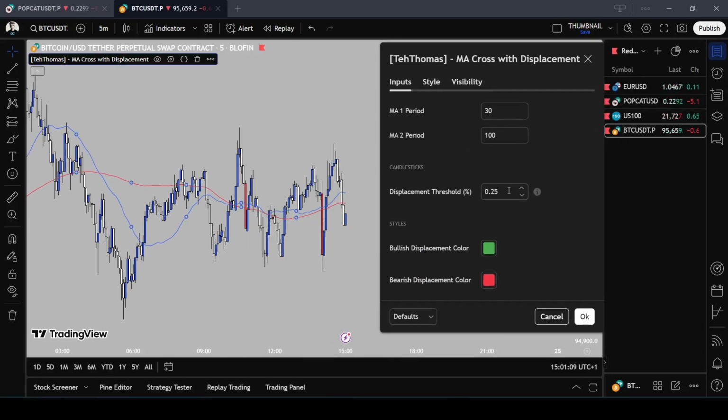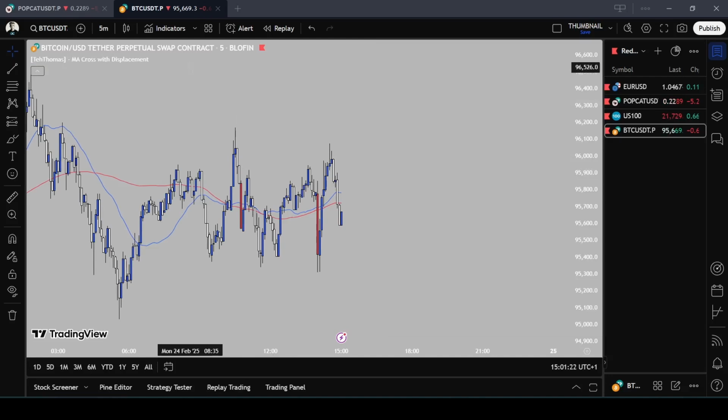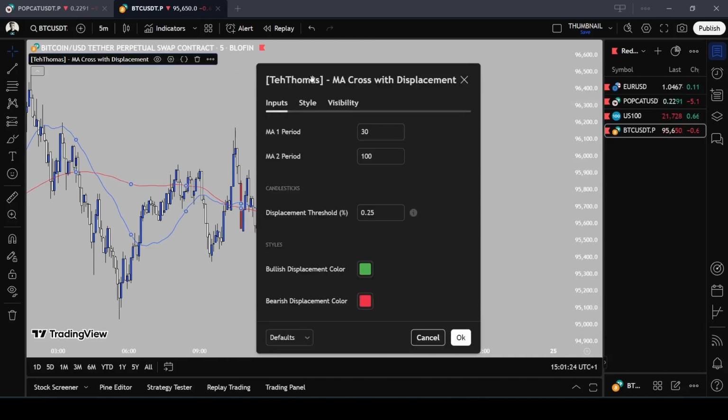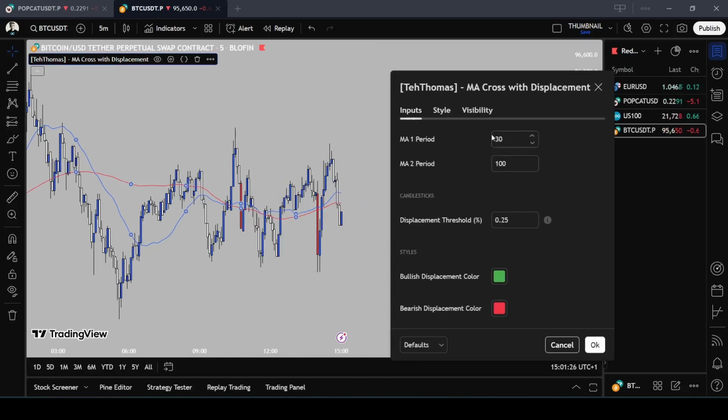So the displacement threshold is the sensitivity of the displacement candles. A displacement candle is just a big candle. That's actually it. A red one is a short one, and a green one is a long one. So if you lower the sensitivity, you will see more candles colored. But we're gonna hold this one.